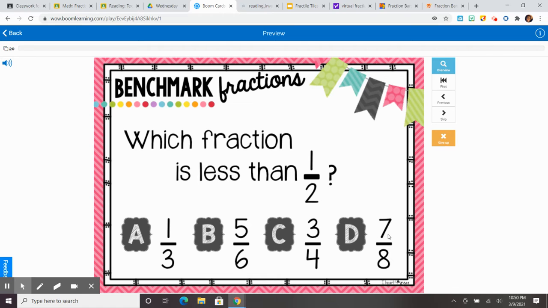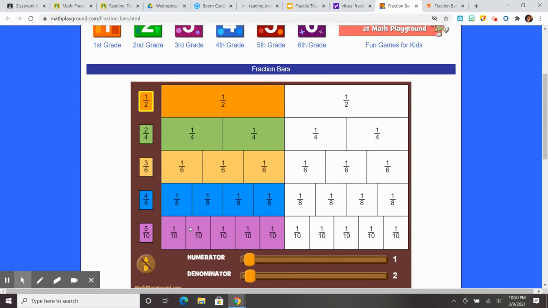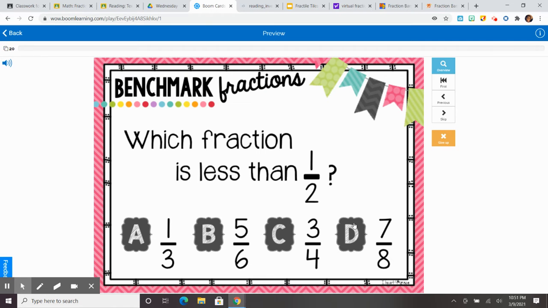Well, if 4/8 is equivalent to 1/2, if I go back here and I can change my denominator, I'll click on this one. It says 4/8. If 4/8 is equivalent to 1/2, I can change my numerator. I can have 5/8, 6/8, 7/8. This is what 7/8 looks like. Well, 7/8 is close to this one whole. It's also greater than 1/2. Here's 1/2 up here, so I know that 7/8 is greater than 1/2. But my question says, which fraction is less than 1/2? So I know that D cannot be my answer.